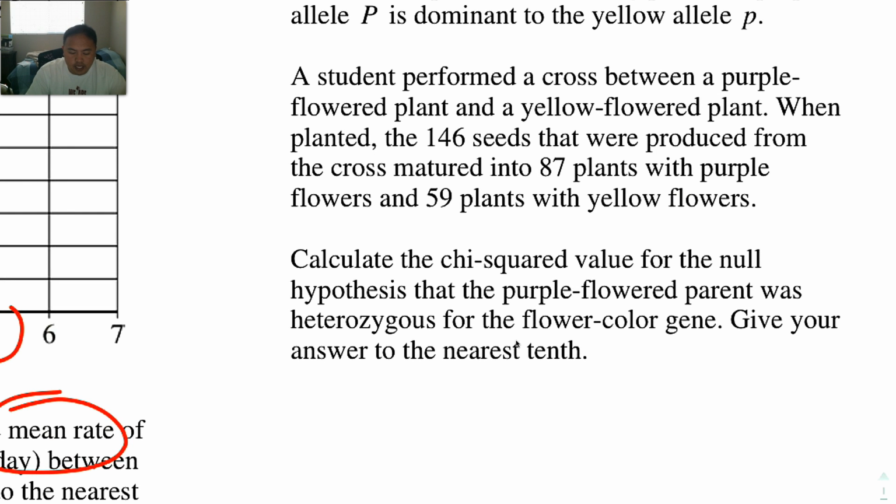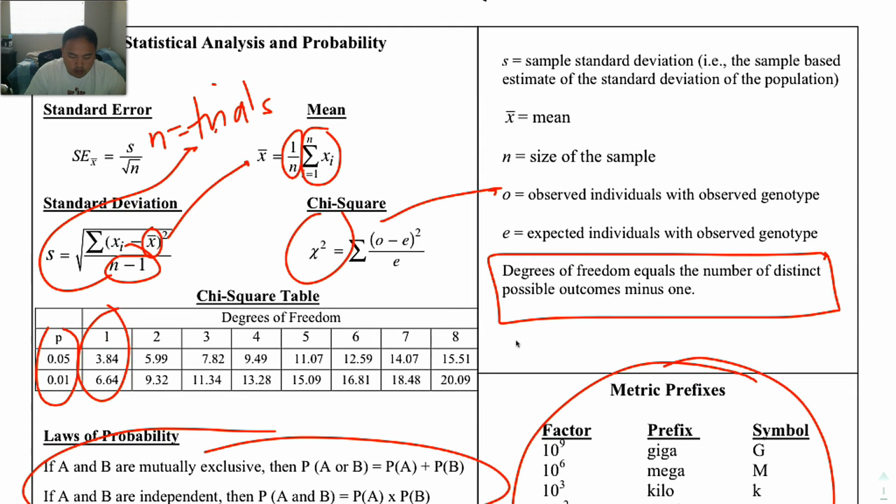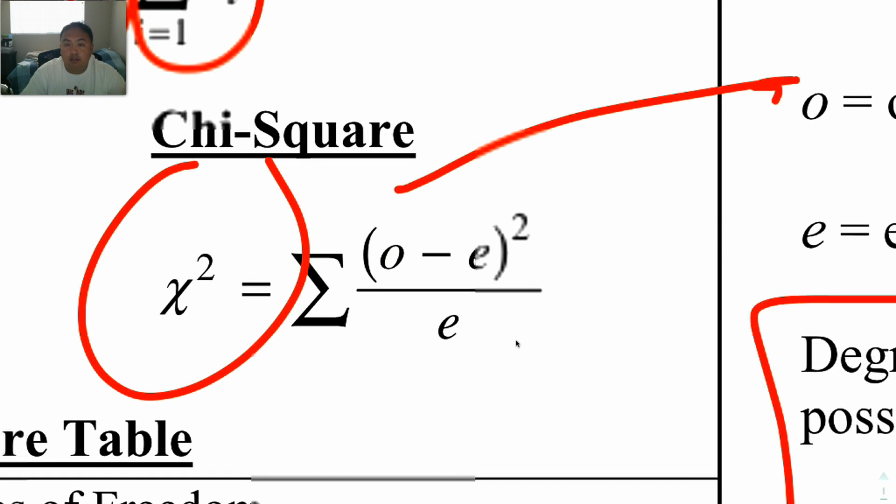First of all, the question says, hey, what's the chi-squared value? So you know I'm going to go back to my formula sheet. I'll even show you. And here's the formula for chi-square: the sum of O minus E squared over E.